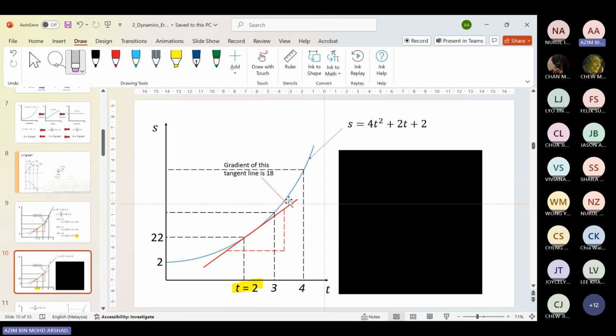It's the gradient of a line, this line, that is tangent to the curve at this point. See, this line is a straight line that is tangent to the curve at point t equals 2. And the gradient of this tangent line, if we take the gradient delta s divided by delta t, you will get 18. I just wrote delta y, delta x in terms that you are familiar with. So it's the gradient of this tangent line that touches the curve at t equals 2.